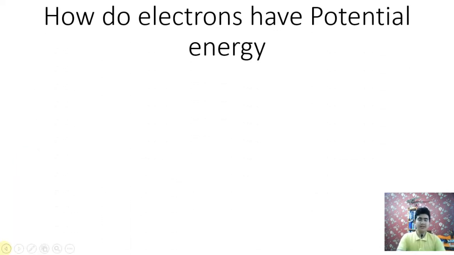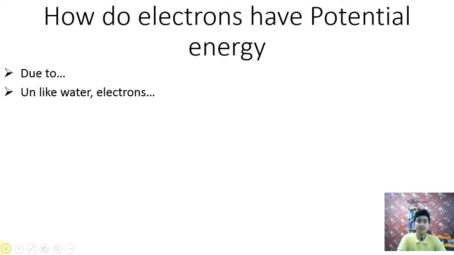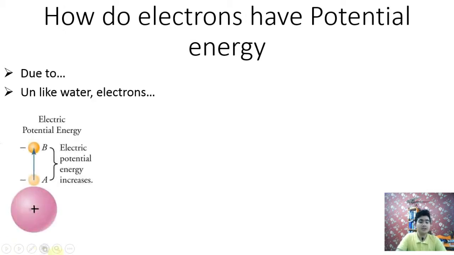Now let's let go of the reservoir example and go inside the atom, and see how electrons have potential energy. The electrons of an atom have potential energy due to their distance from the nucleus. Take for example this picture over here: the big ball with a positive charge is the nucleus, and the little ball with the minus charge is the electron.